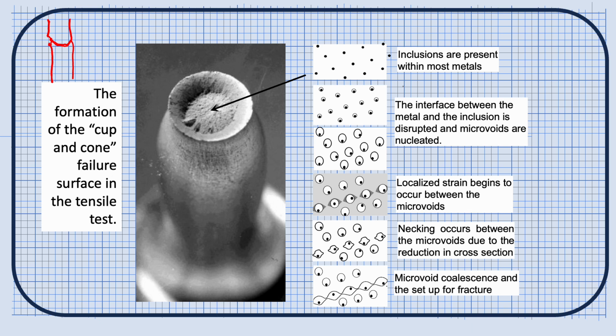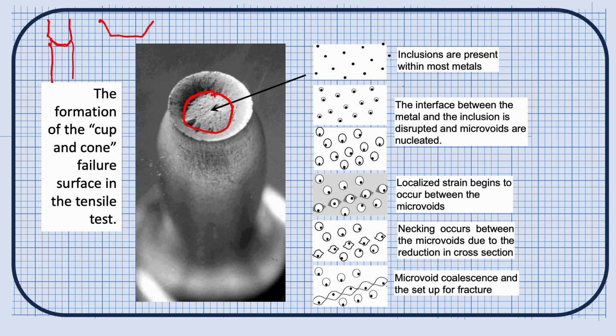So how does this form? Notice that there's one part of the failure surface that's kind of flat. That's this circle. And then from that point out, it's about a 45-degree angle, and this is called the shear part of the sample.